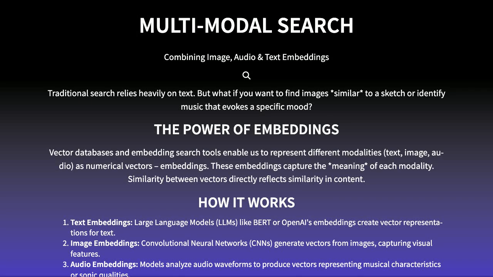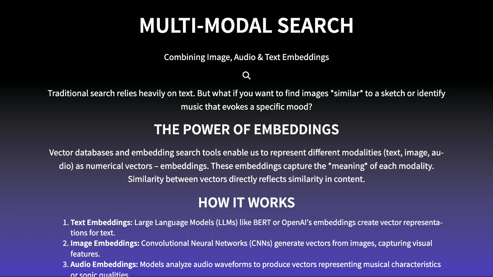Okay, let's talk about taking search to the next level. Traditionally, we've been really focused on searching with words, text. But what if you could find pictures that look like something you described, or music that feels like a certain mood? That's where multimodal search comes in. It's all about representing different kinds of data like images, audio, and text as numerical vectors called embeddings.